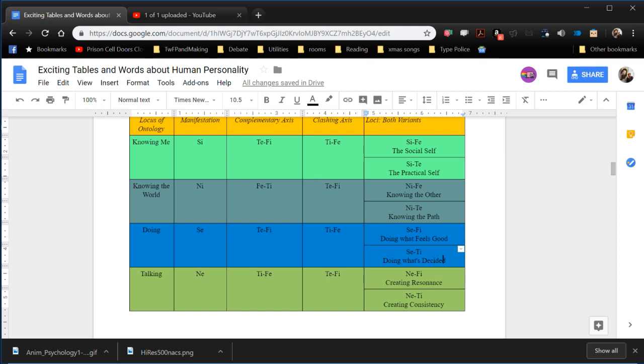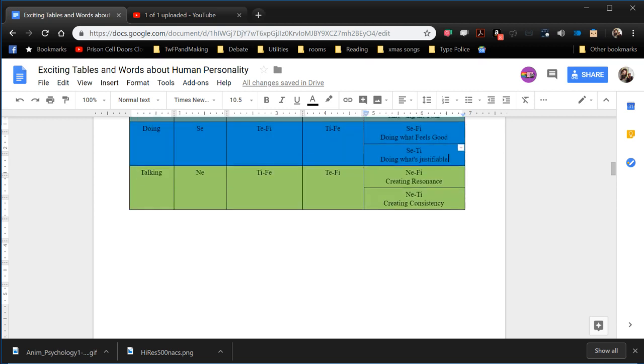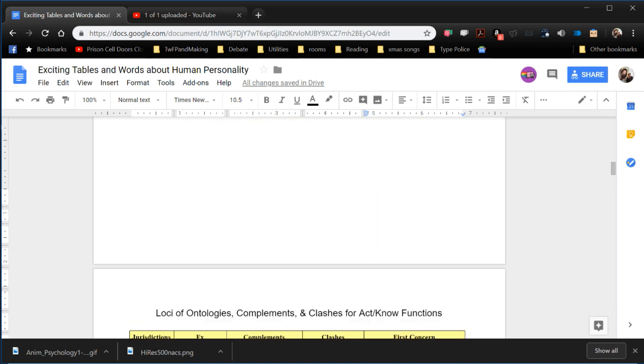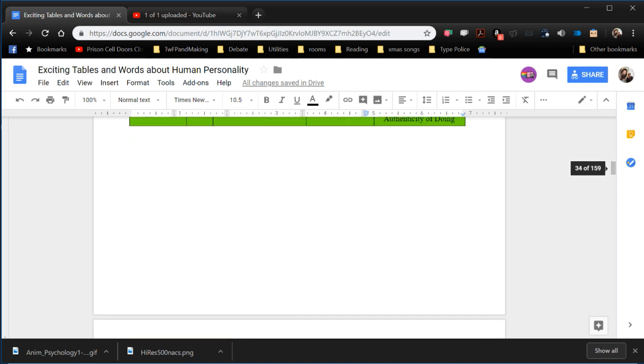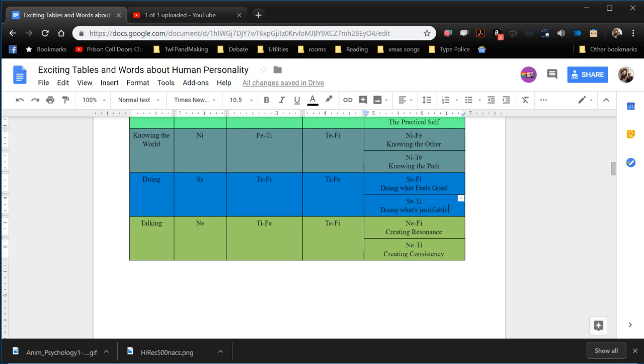Yeah, I guess that's a better way to put it. What's justified. Or justifiable. Talking, NE, is the manifestation, and the complementary axis is TIFE, and the clashing axis is TIFE. And NEFI, creating resonance. NETI, creating consistency, which is what I'm trying to do here, which is why I correct things as I go along like that, even though I'm sure it's very annoying, and I'm sorry I'm doing that.